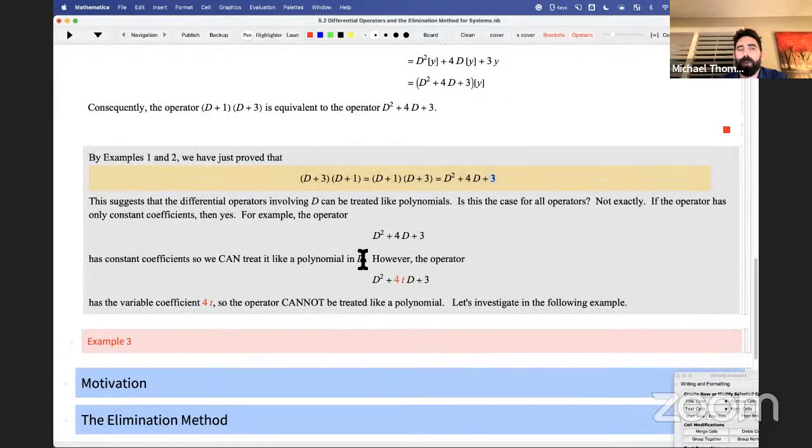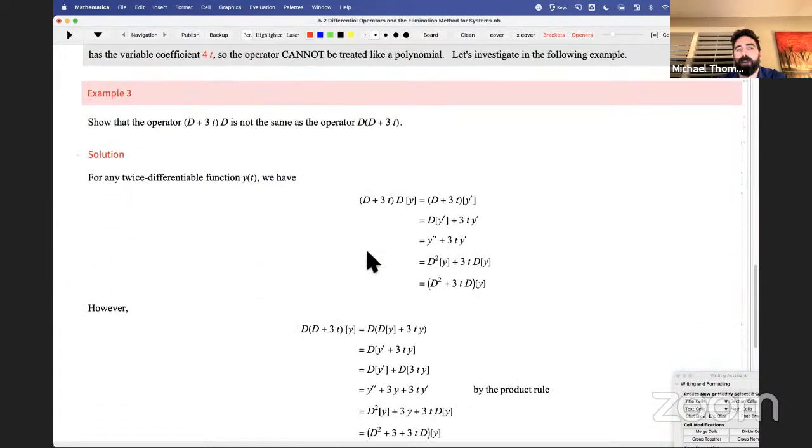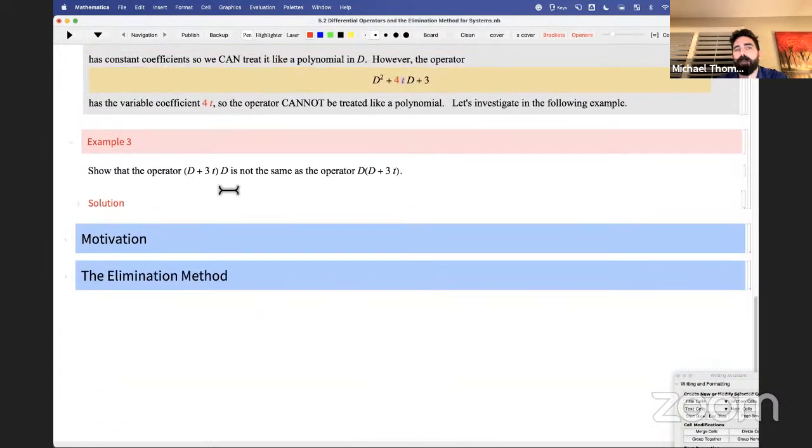So for example, you can't treat this like a polynomial. The problem is the 4t. Okay, it's actually not the 4, it's just the t, that's the issue. Okay, so I'll just show you why it doesn't work. What we're going to do is we're going to take this operator right there on some general function, and I'll show that it's not the same thing as this operator on the same function.